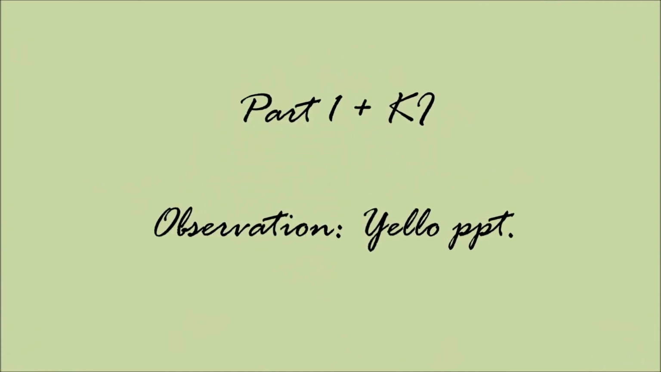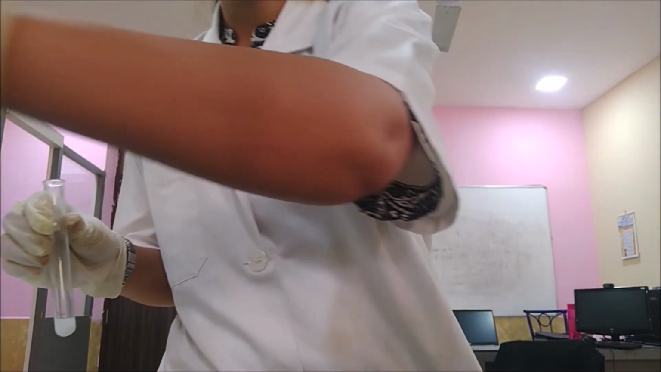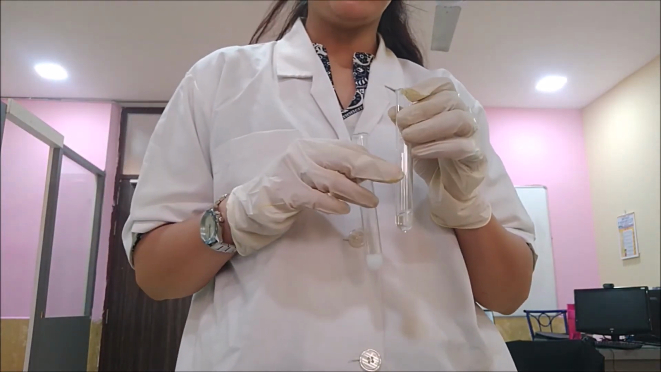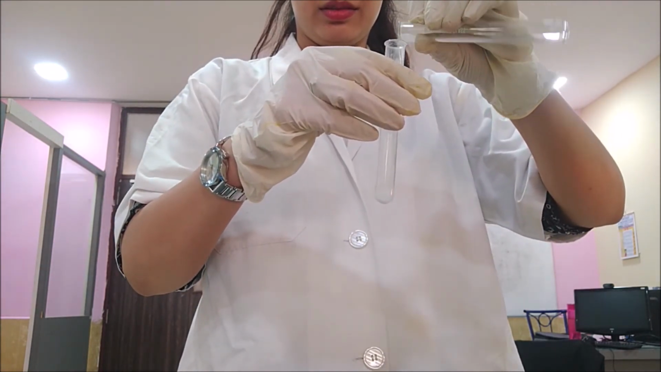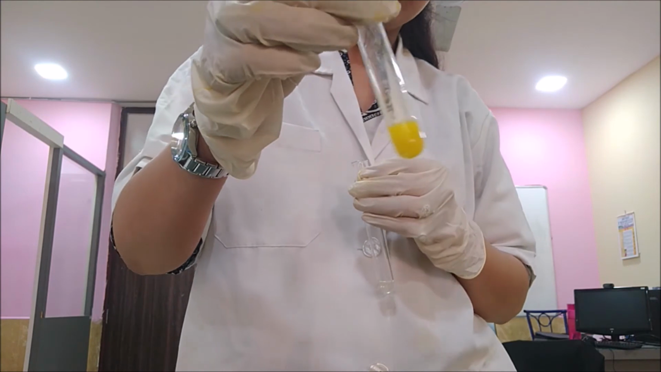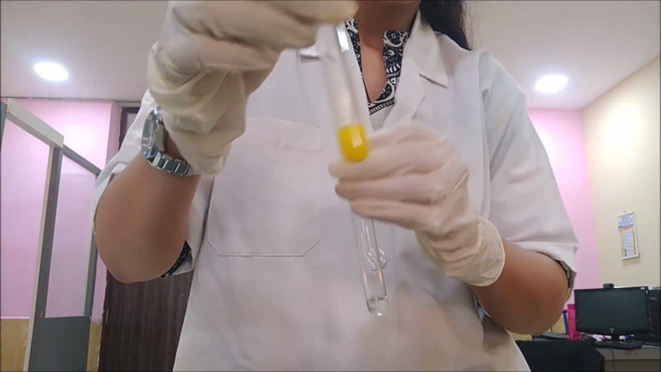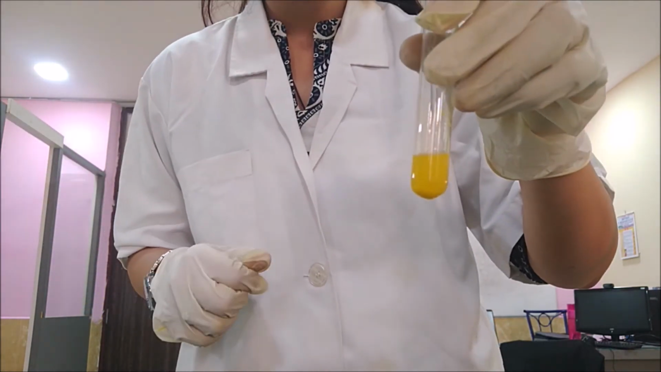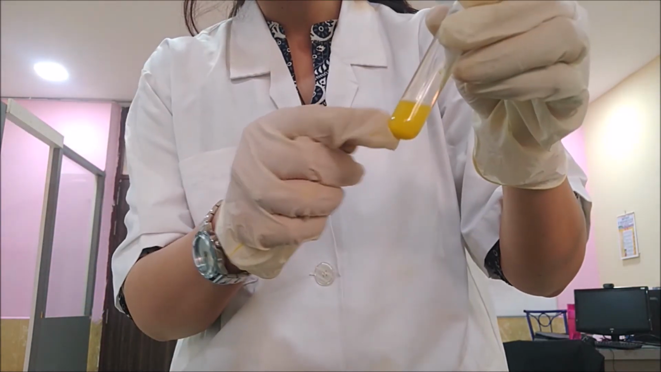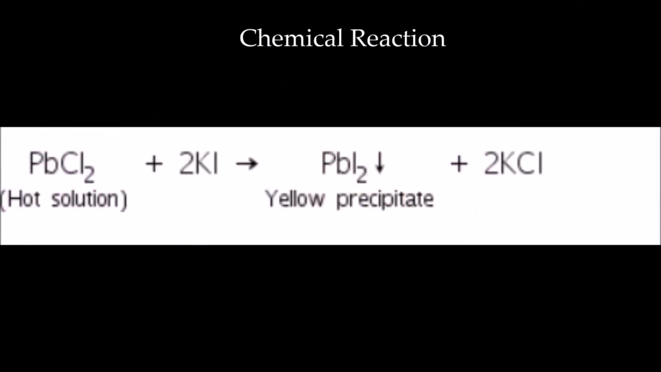In part 1, you have to add potassium iodide. So let's see the procedure. Take first part. In this you have to add 1 to 2 drops of potassium iodide and you can see the formation of yellow precipitate, which shows the presence of lead ion. Chemical reaction involved in the test.